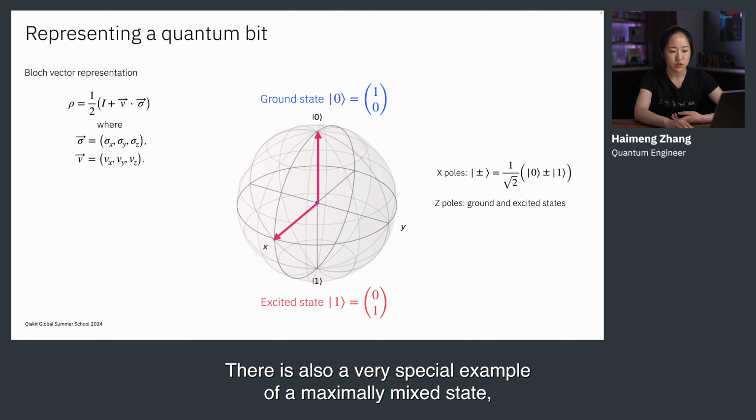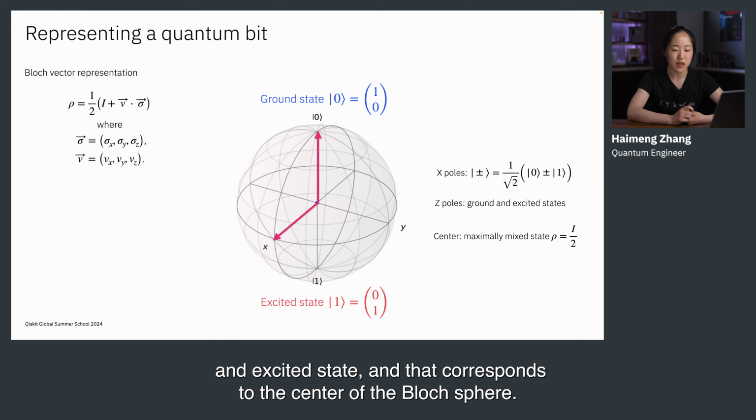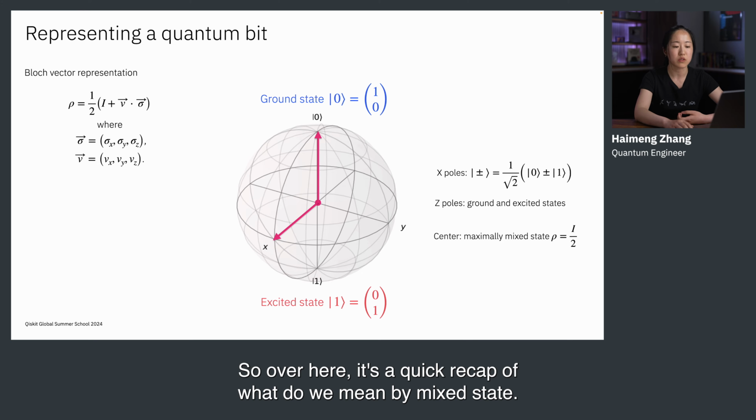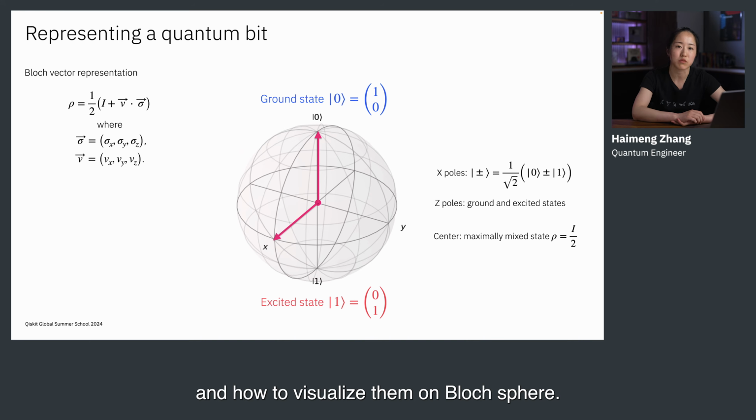There's also a very special example of a maximally mixed state, where you have equal probability of being in ground and excited states, and that corresponds to the center of the Bloch sphere. So over here is a quick recap of what we mean by mixed state, how we represent them in the form of density matrices, and how to visualize them on the Bloch sphere.